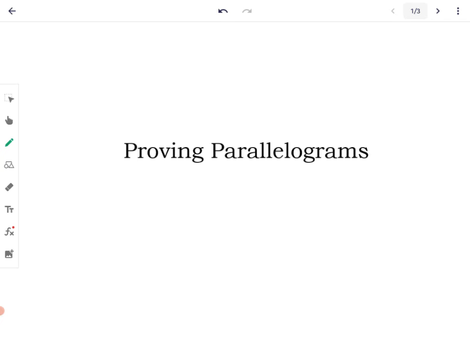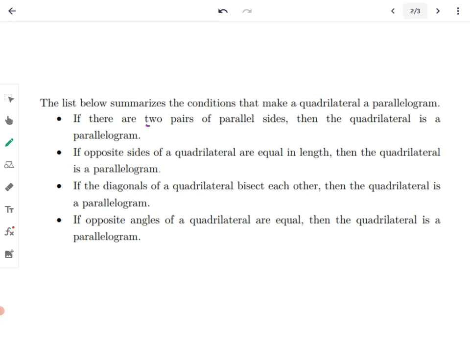So the properties that make a quadrilateral a parallelogram are: number one, if there are two pairs of parallel sides, then that quadrilateral is a parallelogram. Number two, if the opposite sides of a quadrilateral are equal in length, then that quadrilateral is also a parallelogram. And number three, if the diagonals of a quadrilateral bisect each other, then the quadrilateral is also a parallelogram. And lastly, if the opposite angles of a quadrilateral are equal, then that quadrilateral is a parallelogram.